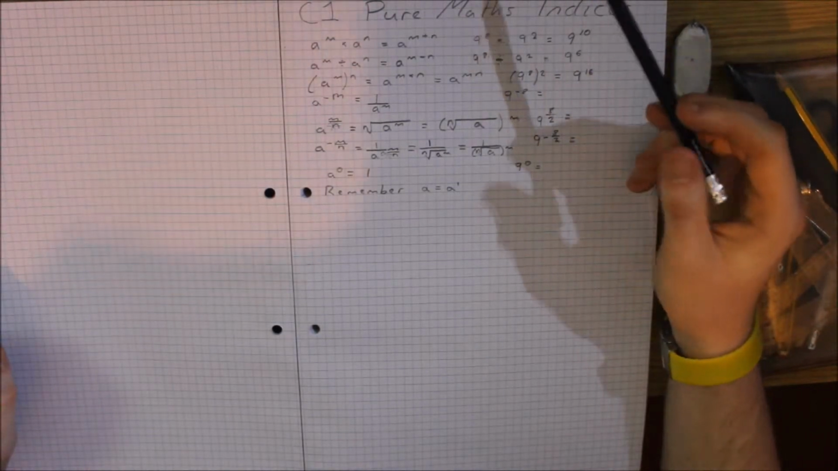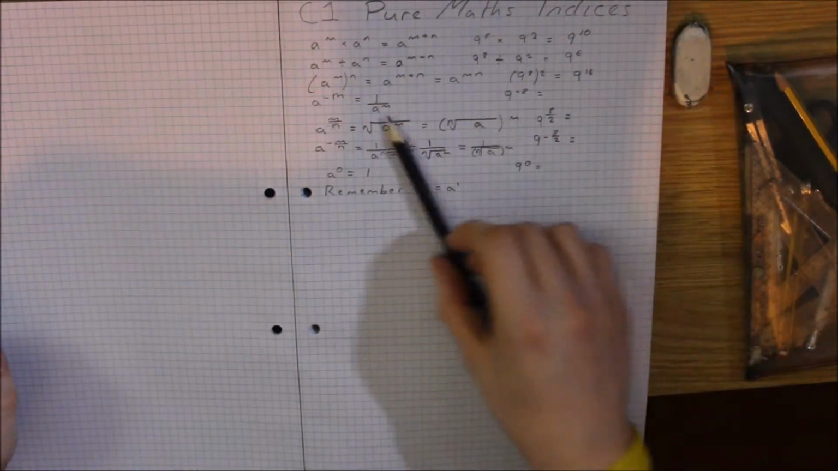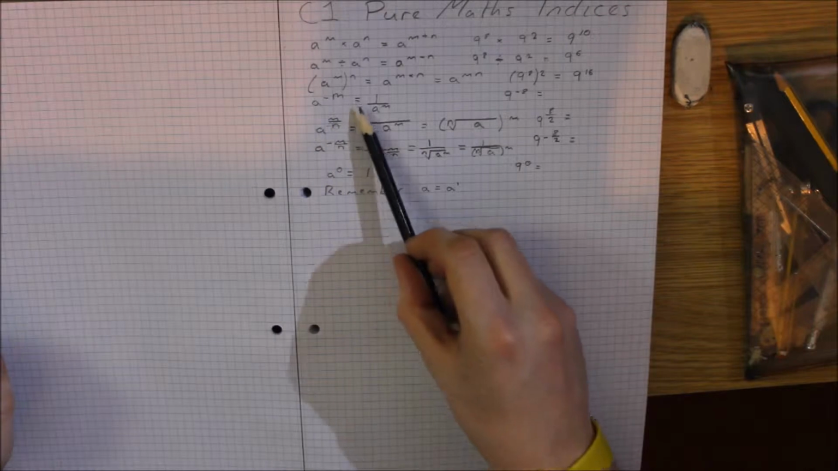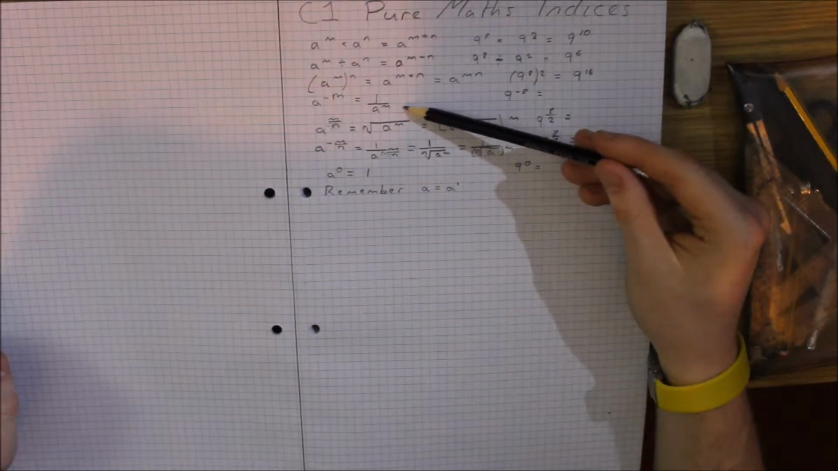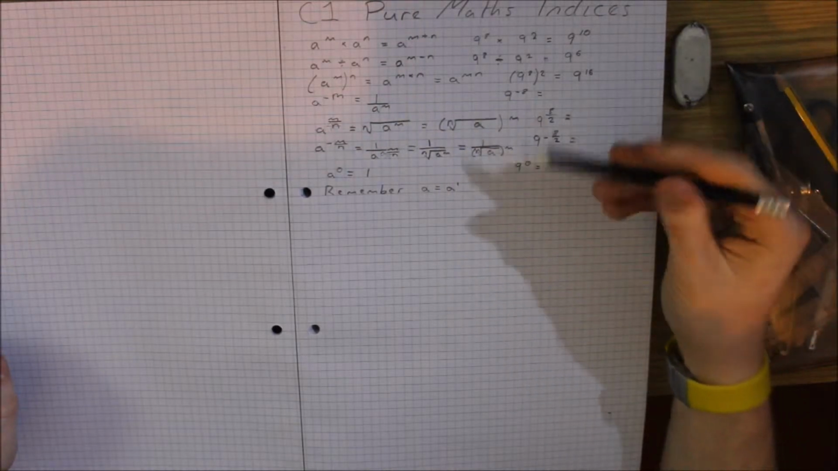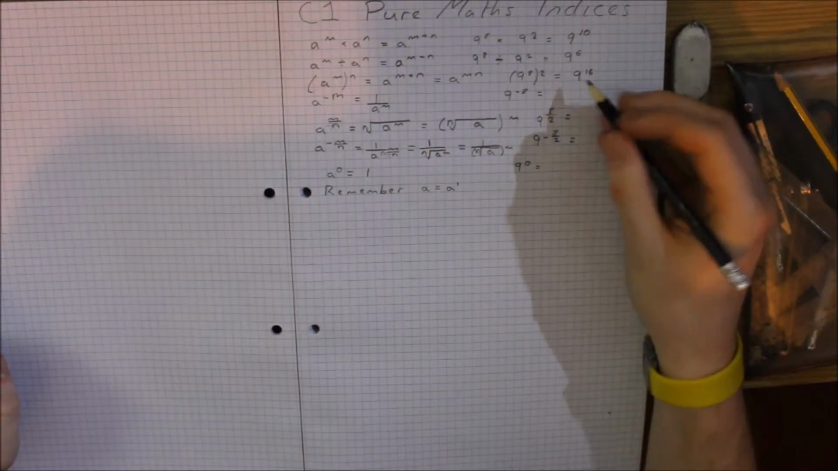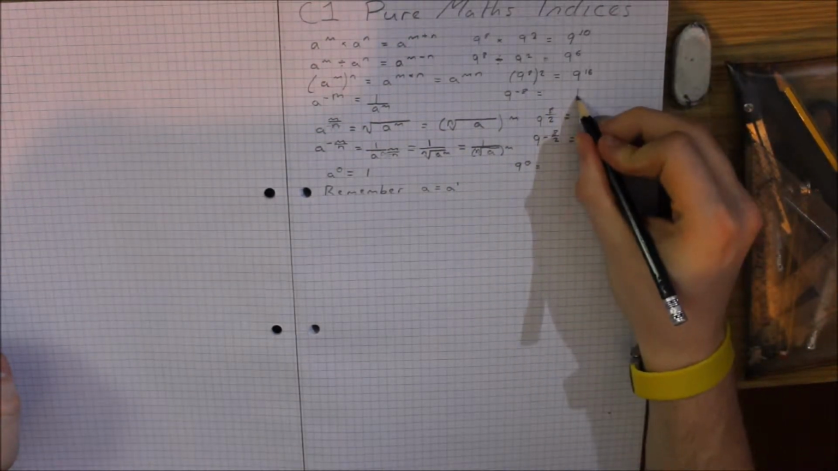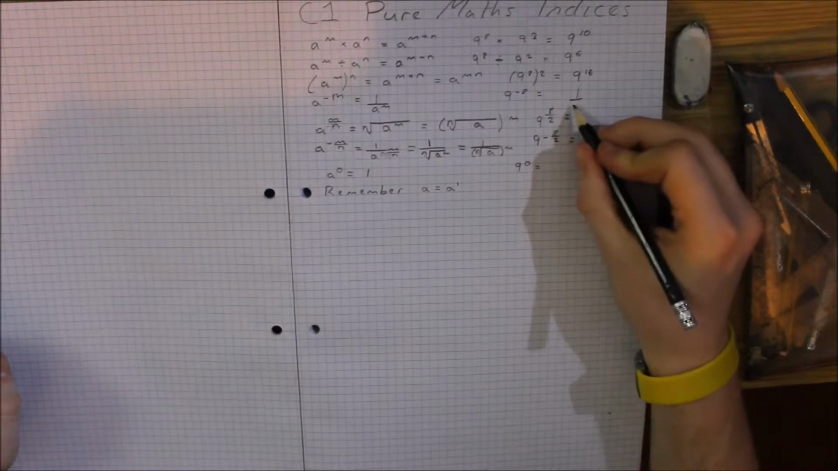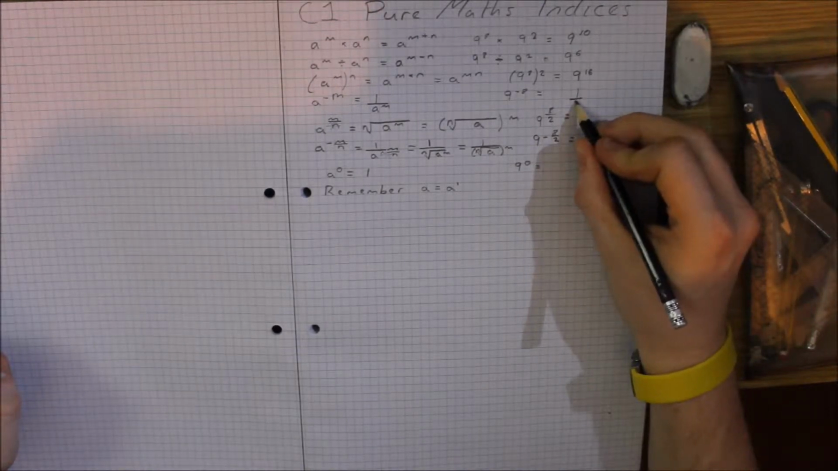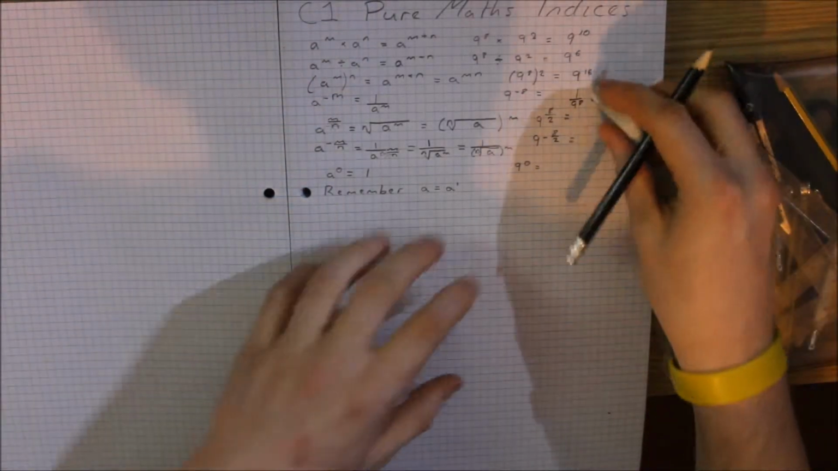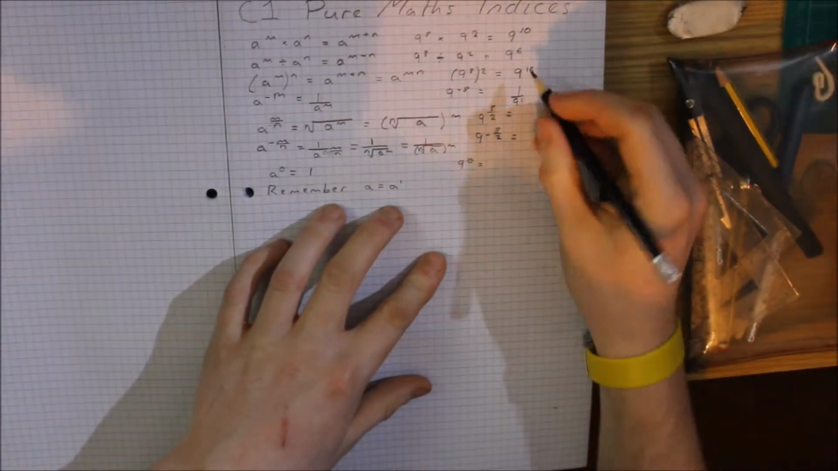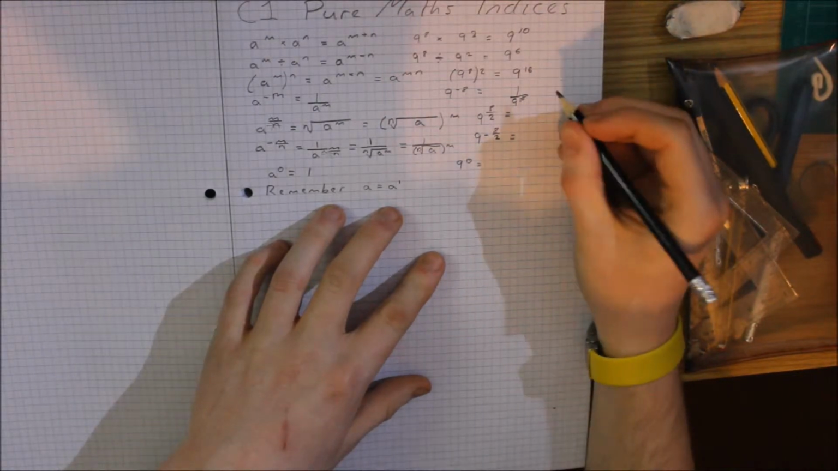Okay, so on the next one, we've got a to the power of minus m is equal to 1 over a to the power of m. So 9 to the power of minus 8 would be 1 over 9 to the power of 8.